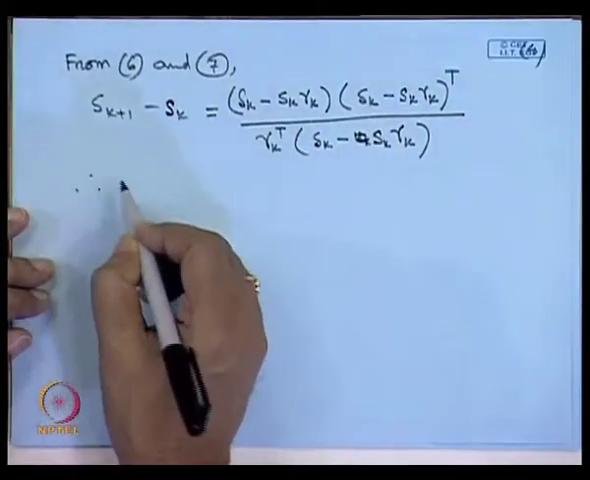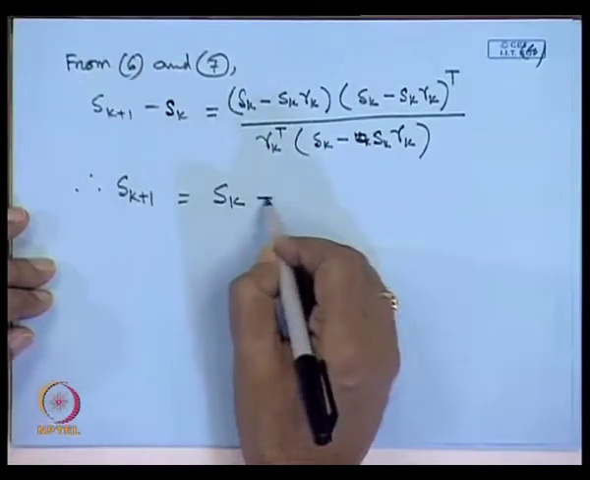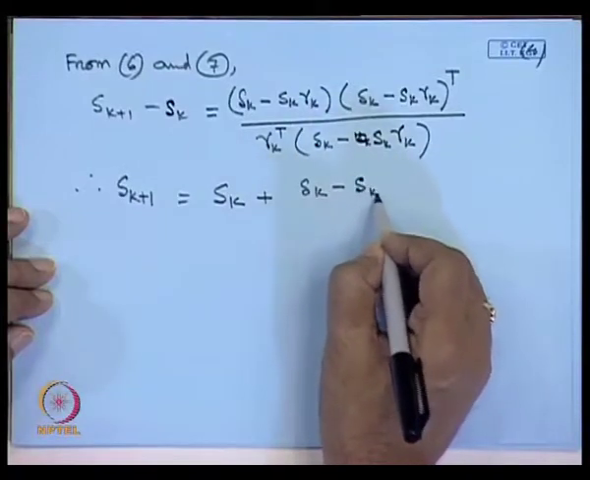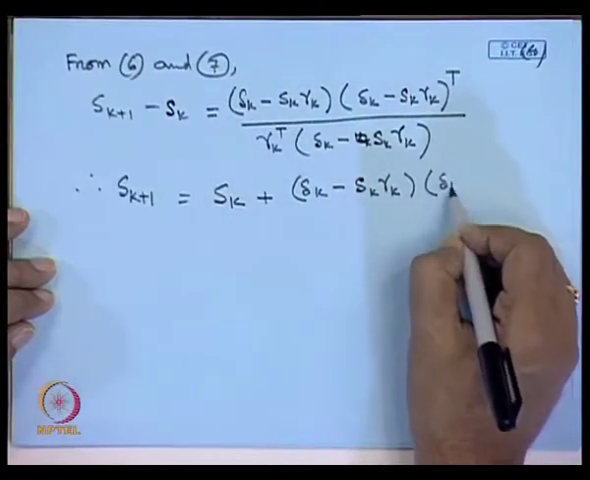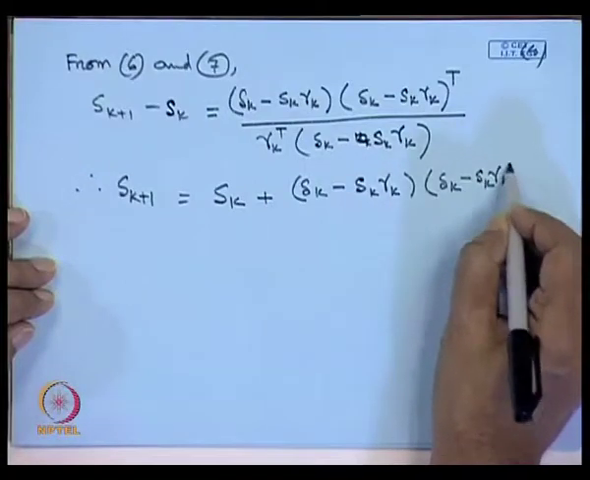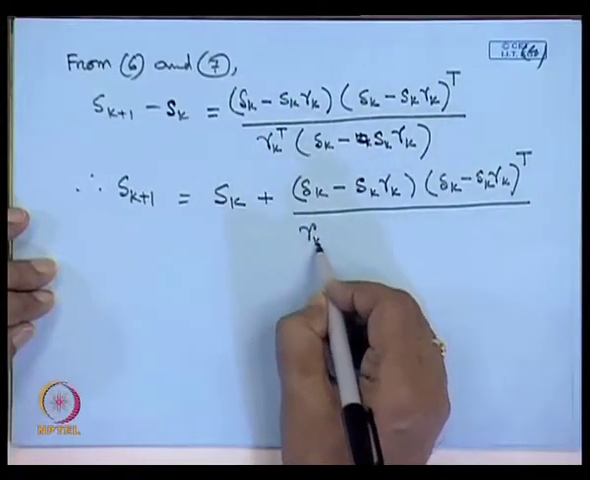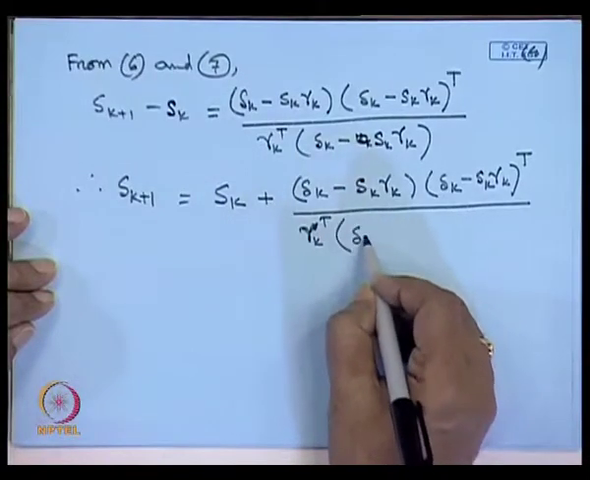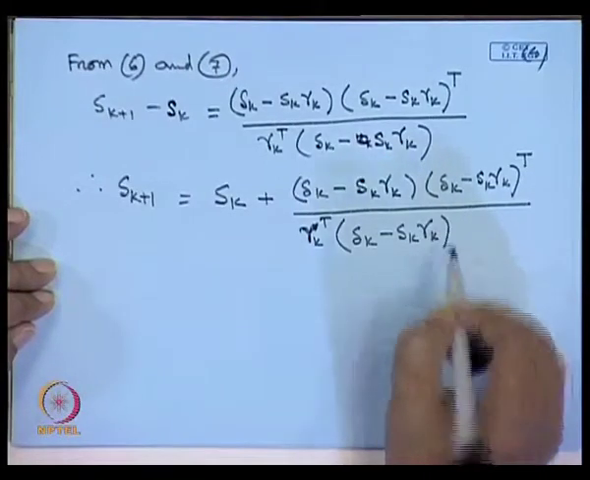Therefore, I can write x k plus 1 is equal to x k plus delta k minus x k gamma k, and that transpose, delta k minus x k gamma k whole transpose, divided by gamma k transpose delta k minus x k gamma k, this quantity.